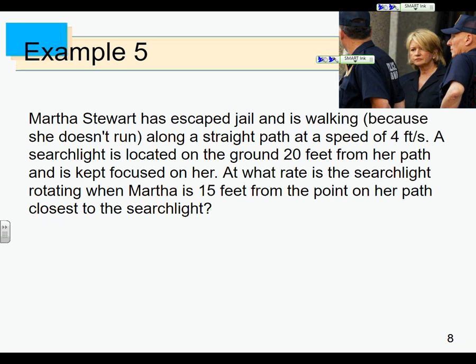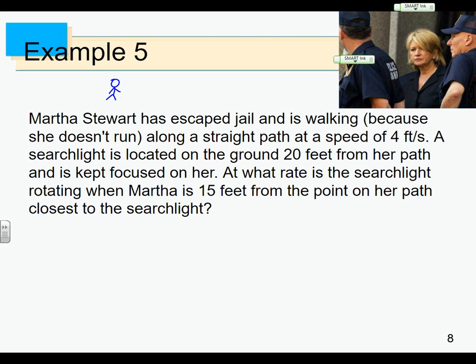So Martha Stewart, she went to jail a while back. Not making fun of her, but I just had this picture, I guess. And evidently she escaped jail and started walking away, because I can't imagine Martha Stewart running, along a straight path at a speed of 4 feet per second. Okay. Here's Martha.